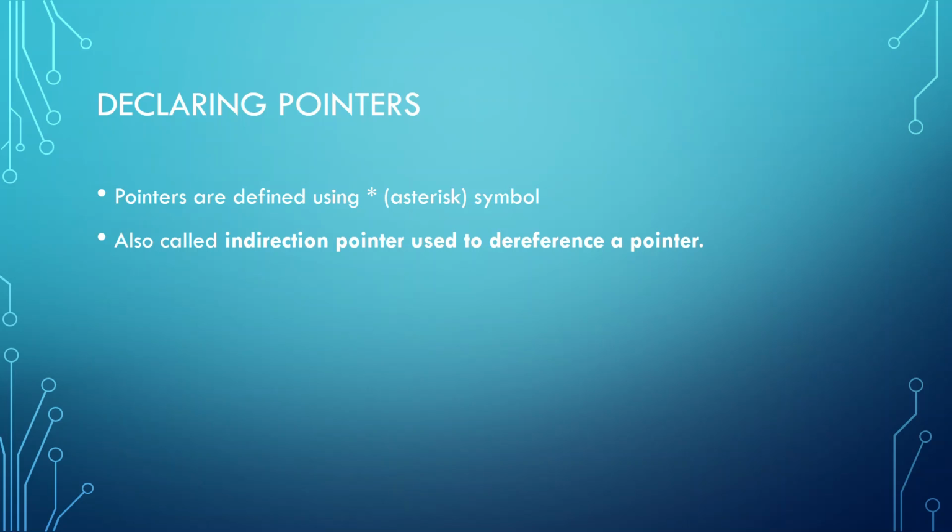The asterisk symbol used along with pointers is called the indirection operator, or it is used to dereference a pointer. What do you mean by dereferencing? Dereferencing is that you are trying to fetch the actual data which is stored in the address that is stored as a value in the pointer variable. Clear? You are trying to fetch the data which is stored inside the address location that is the content of the pointer variable.